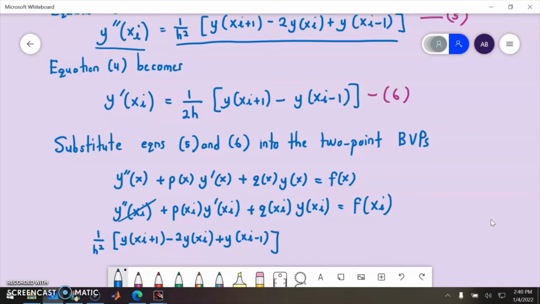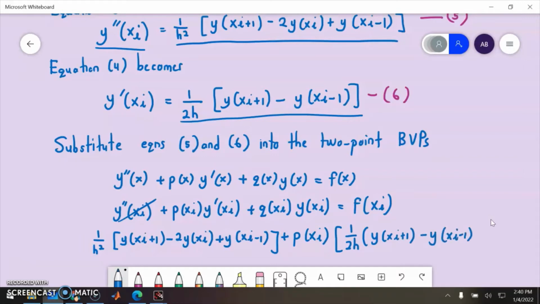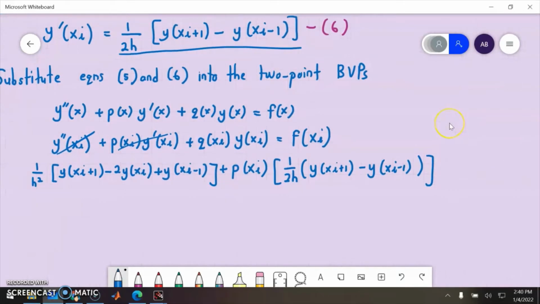Now this one plus p of x_i times y prime of x, which is this one. So we have 1 over 2h times y at x_{i+1} minus y at x_{i-1}. Okay, that's also considered. And then we have plus q of x_i.